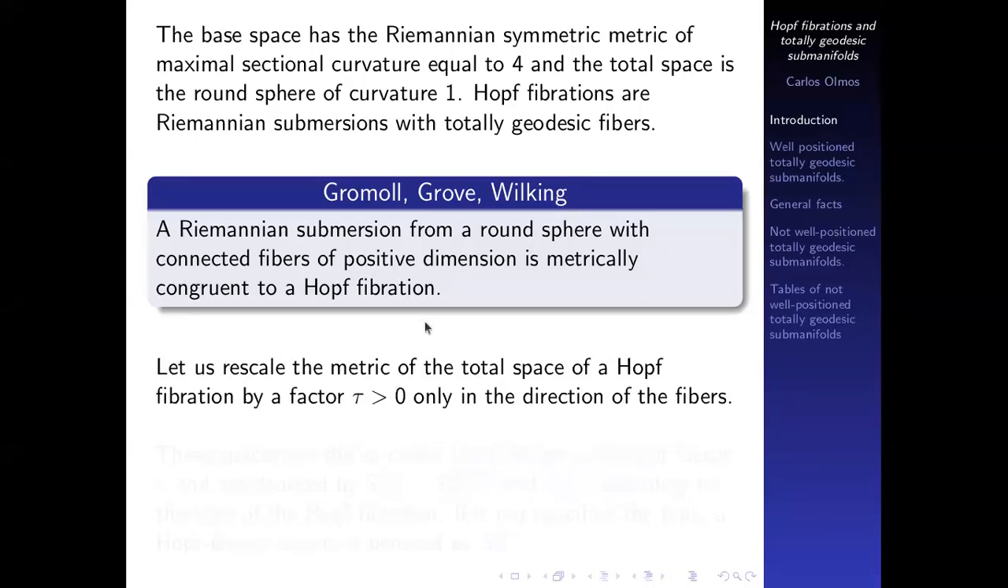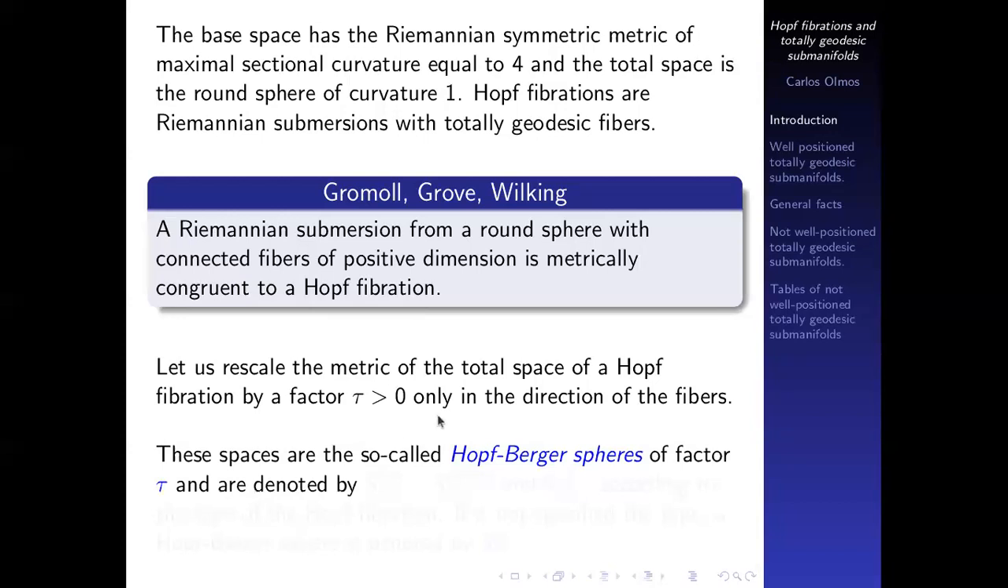Now we will rescale the metric of the total space of the Hopf-Berger by a factor tau greater than 0, only in the direction of the fibers. So we rescale the metric in the fibers of the Hopf-Berger. The best known is the complex Hopf-Berger: we just rescale the metric in the direction of the orbit of the S1 action. These spaces are the so-called Hopf-Berger spheres of factor tau.